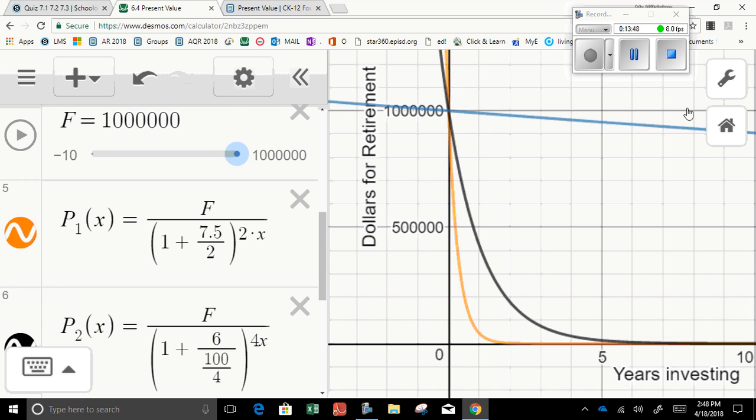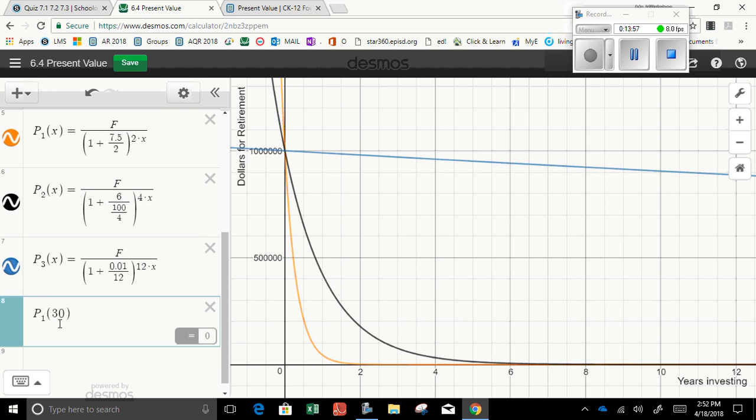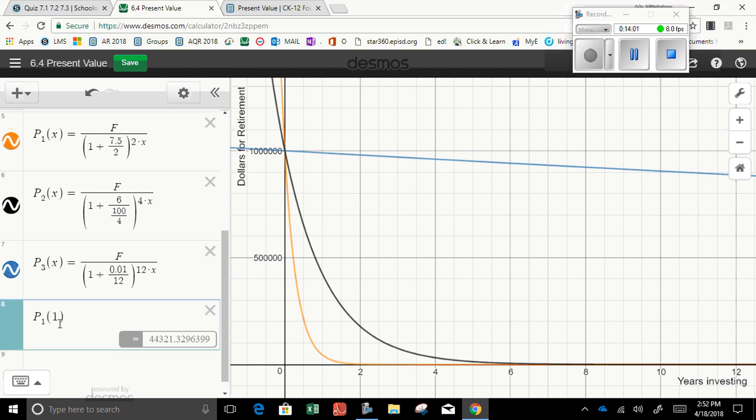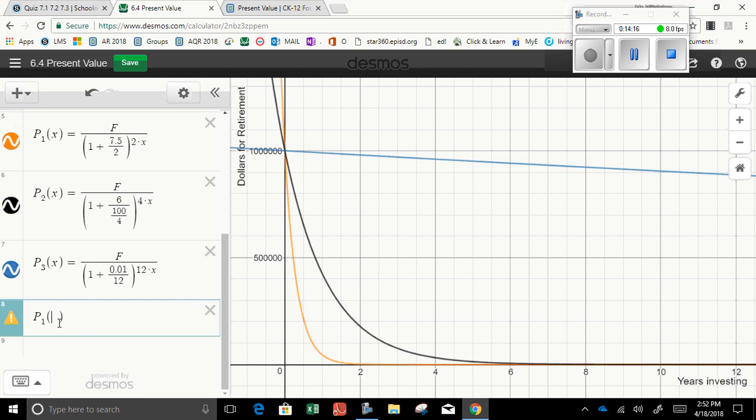Okay. At this point, I'm going to pause. So I've adjusted these graphs, yeah? What does it mean? What does P30 mean? At P30, I get 0. What does P1 mean? P1. It's 44,000, right? P10. That's $1 million.